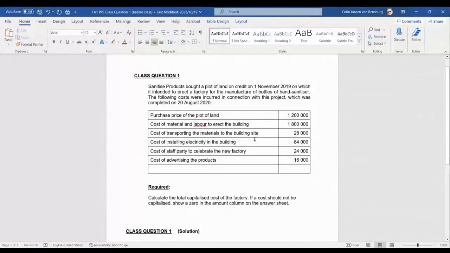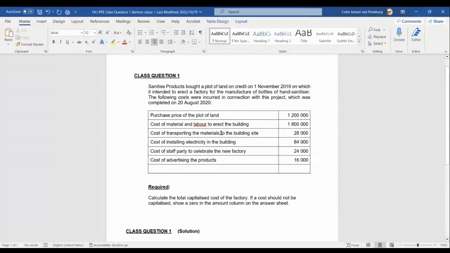Now I've almost given it away. But again, let's go through that thought process, how we determine whether this qualifies as a directly attributable cost or not. And as you know, I'm just repeating this as a refresher. If it does qualify as a directly attributable cost, we've got to capitalize it as part of the total cost of the asset. If it does not qualify as a directly attributable cost, then we write it off as an expense.